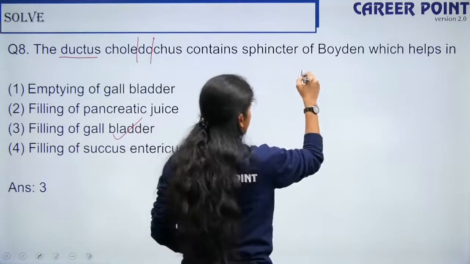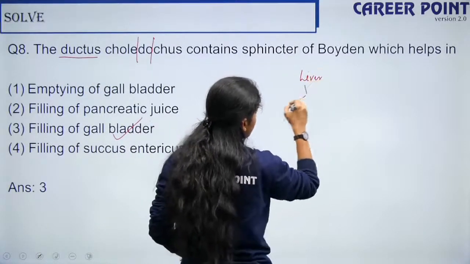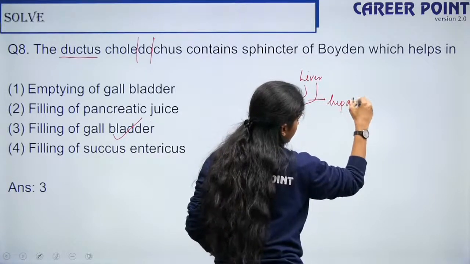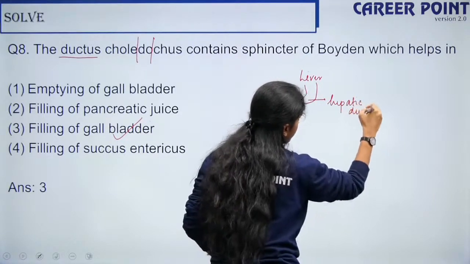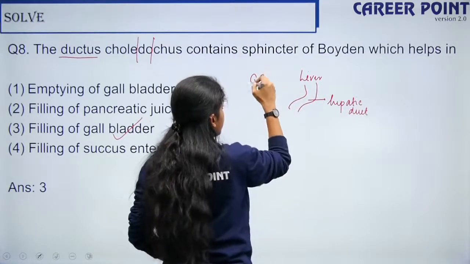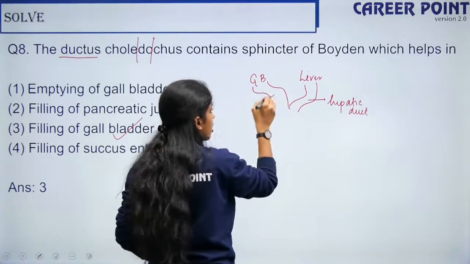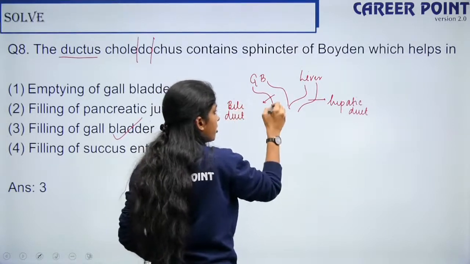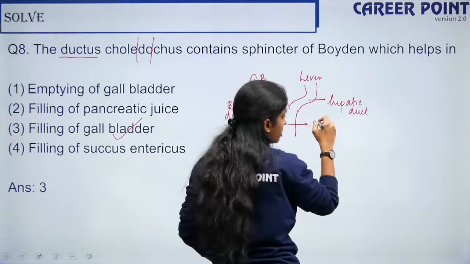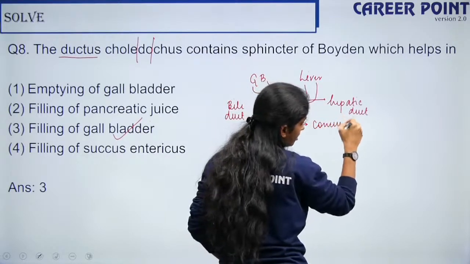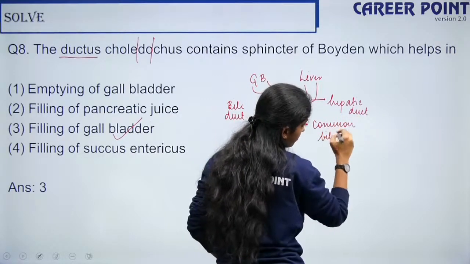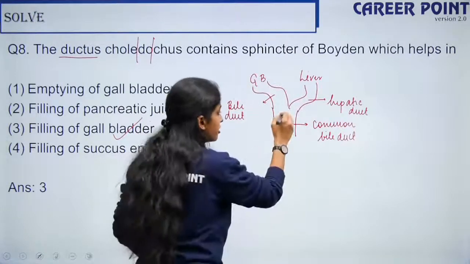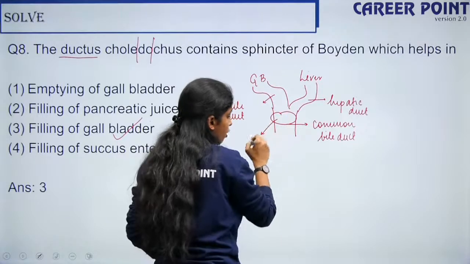So we have the liver. The duct from the liver is called the hepatic duct. So we have the gallbladder. So this is called the bile duct. Together they join and this is called the common bile duct. Fine. So here we have a sphincter. That is the sphincter of Boyden.